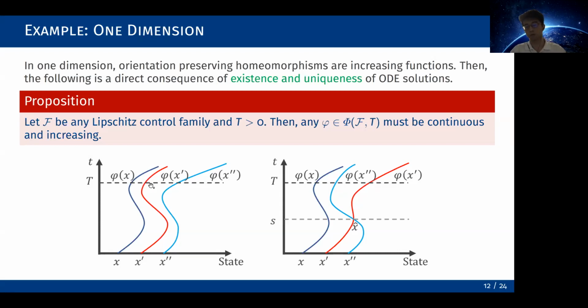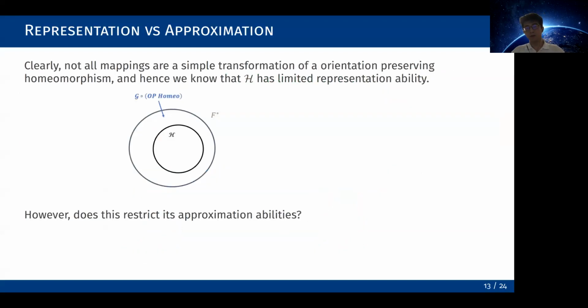Because they cannot cross, the order is preserved. So in other words, in one dimension, there's a topological constraint that these flow maps possess. So why am I talking about that? It's because this then brings up an interesting question.